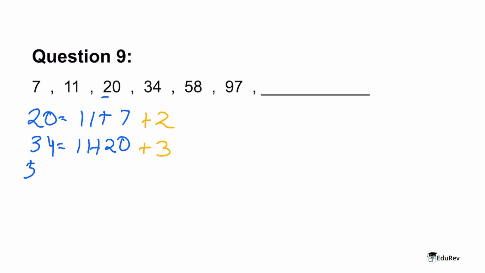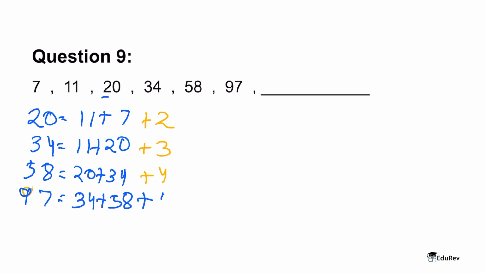Once again for 58 this time, what I will do, I will add 20 plus 34, but that still gives me only 54. So I will add 4 to it. I'm sure that all of you are able to see the pattern till now. What do we have to do? It is a type of Fibonacci series, and how are we getting to it? So we take the number, and how do we get it? We add the previous 2 numbers and then add 2, 3, 4 in consecutive series. So basically this is why for 97 we would have 34 plus 58 plus 5. This will give us 97.